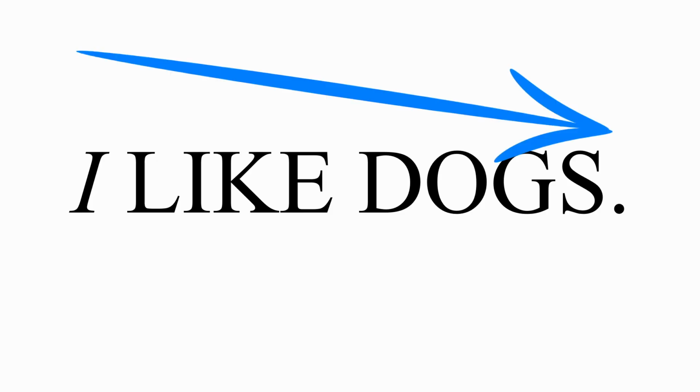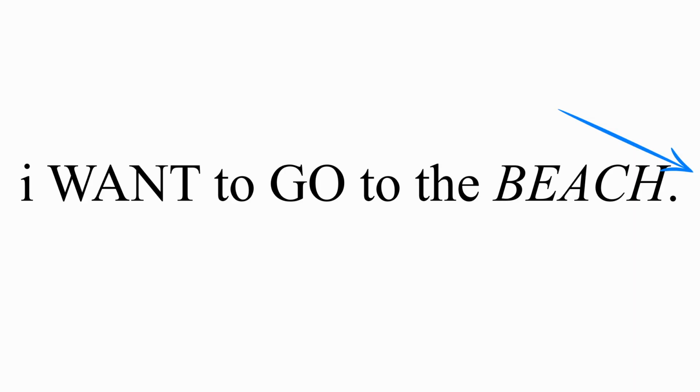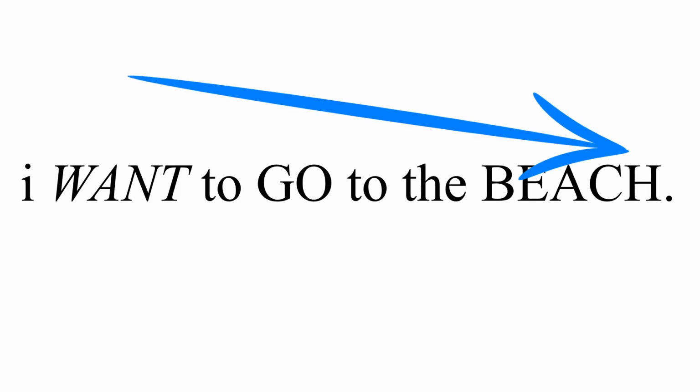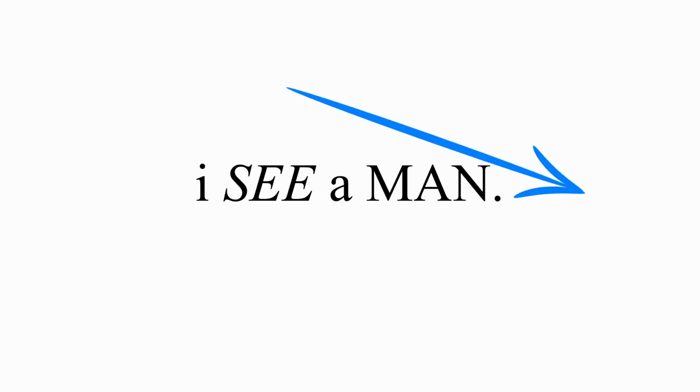Now, I could do, for example, I as the focus word. I like dogs. Notice like and dogs are still stressed, but it's I like dogs. We have this general falling tone because now the focus word is the first word. So a couple more examples of that. Instead of I want to go to the beach, I can say I want to go to the beach. Or instead of I see a man, we say I see a man. So keep all of that basic information in mind as we look at additional uses of falling as well as later rising intonation.